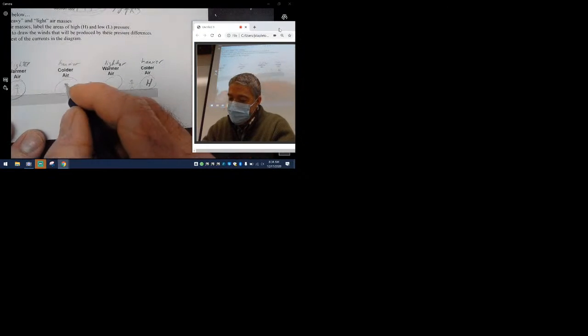All right, so below the masses, I'm going to label the areas of high pressure and low pressure. RJ, tell me where to put the H's and the L's. Where do all the H's go? Below the warm air or below the cold air? Warm. No, because the pressure, remember, is caused by the weight of the air above us. So if that air is heavy, then we're going to have higher pressure. So this is high pressure, this is high pressure, this is going to be lower pressure, and this is lower pressure.